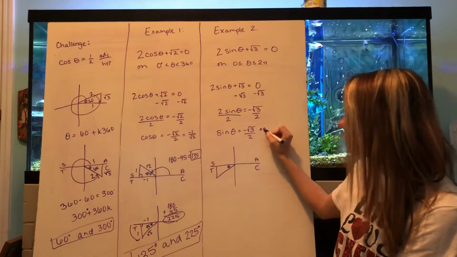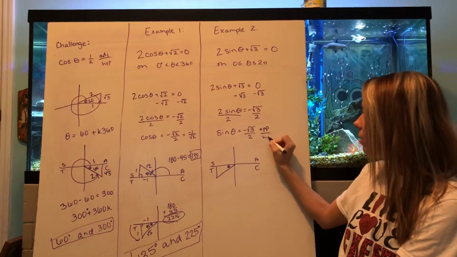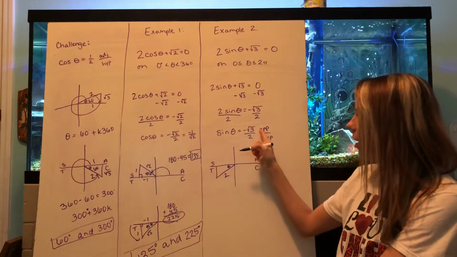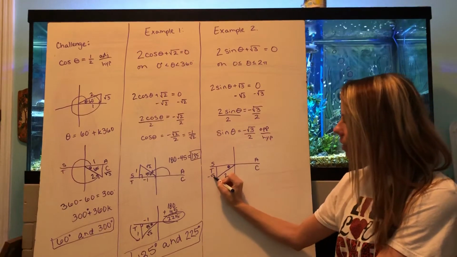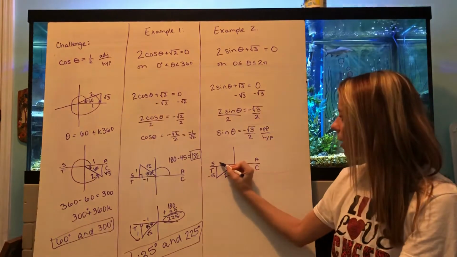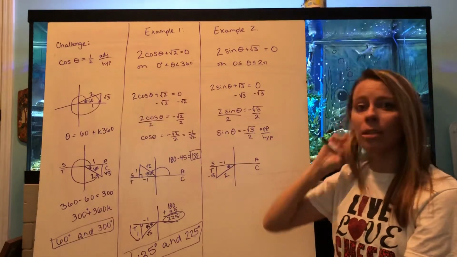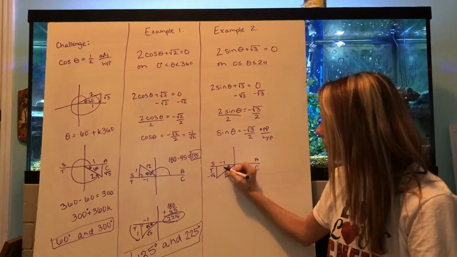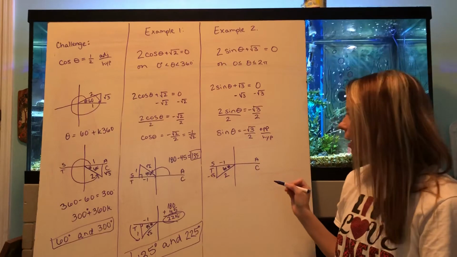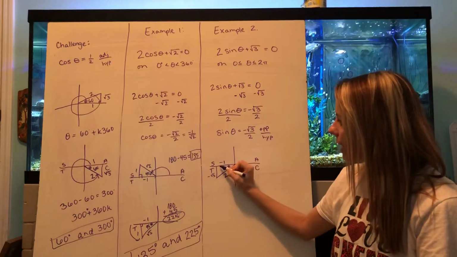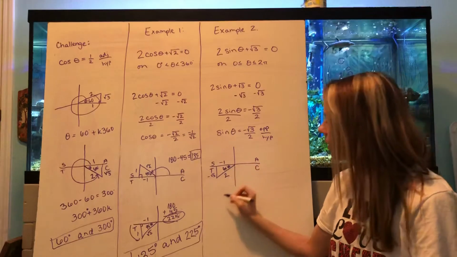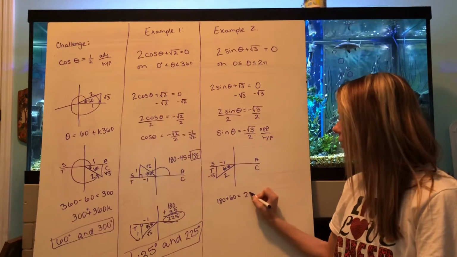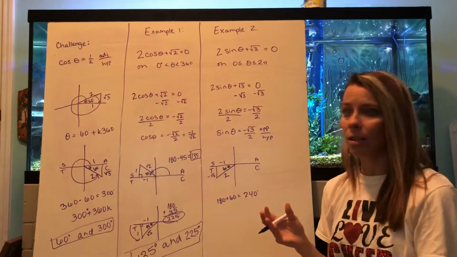So we have opposite over hypotenuse. So I'm going to put my hypotenuse 2 right here, and my opposite negative root 3 right here. And just to complete it, I'm going to go ahead and put negative 1 right here because that would complete the triangle. So I know across from the square root of 3 is 60 degrees. And so I would have 180 plus 60 degrees equals 240 degrees. That's one answer.